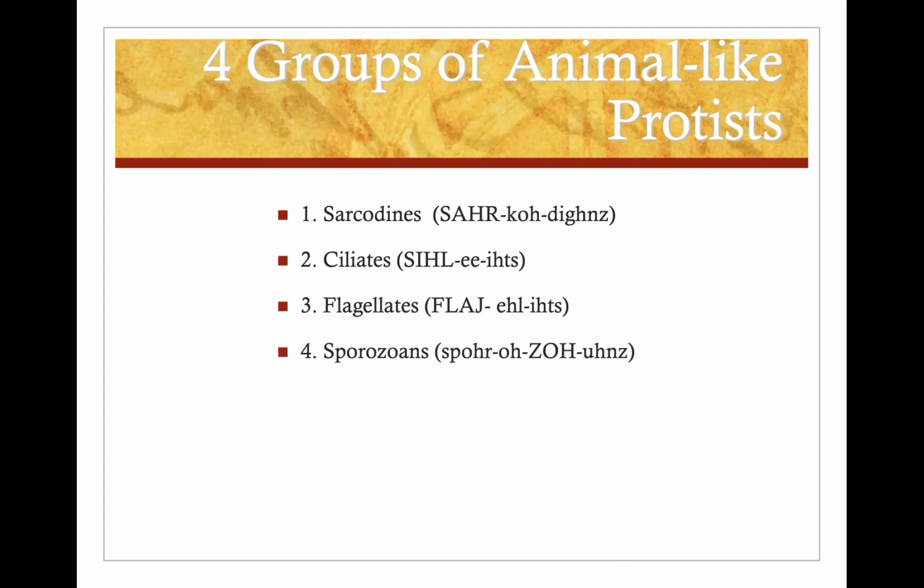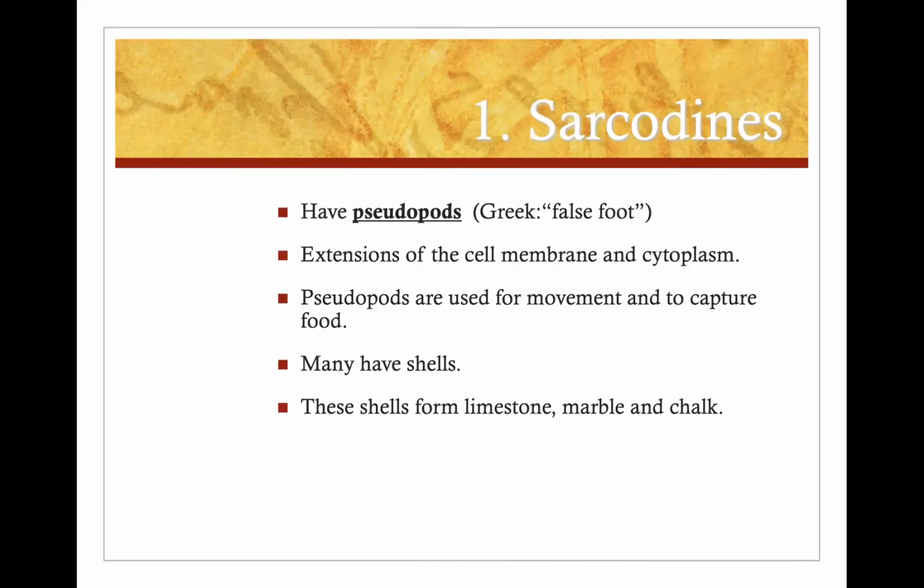Sarcodines, ciliates, flagellates, and sporozoans. All right, so the sarcodines, let's start with this first group of animal-like protists. They have pseudopods. This term pseudopod means false feet. These pseudopods are the mechanism by which these organisms are able to move and have locomotion, okay?